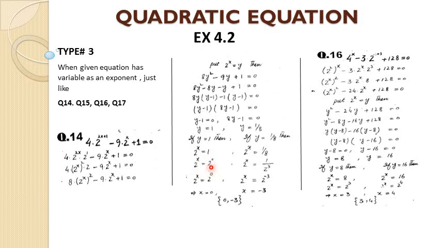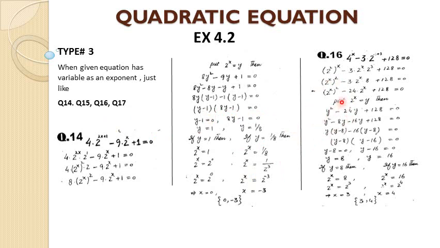So 1 is 2 raised to the power 0. Now you can see that the bases are the same, the powers are equal, so x is equal to 0. Now you can see that 1 upon 8 is 2 raised to the power minus 3. Now the bases are the same, the powers should be equal. So 0 and minus 3 are the answer of question number 14. Question number 15 is the homework.